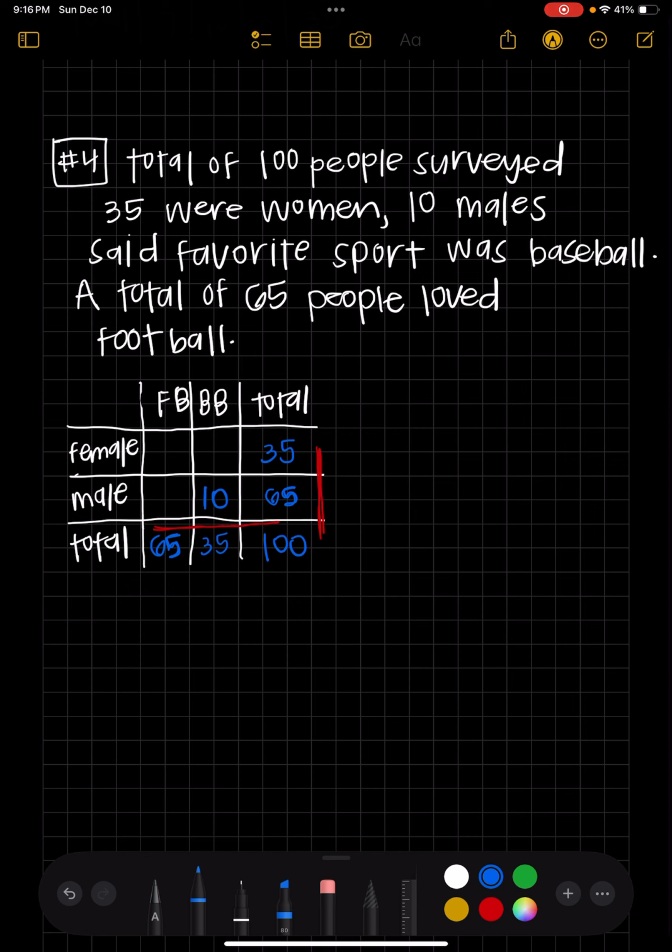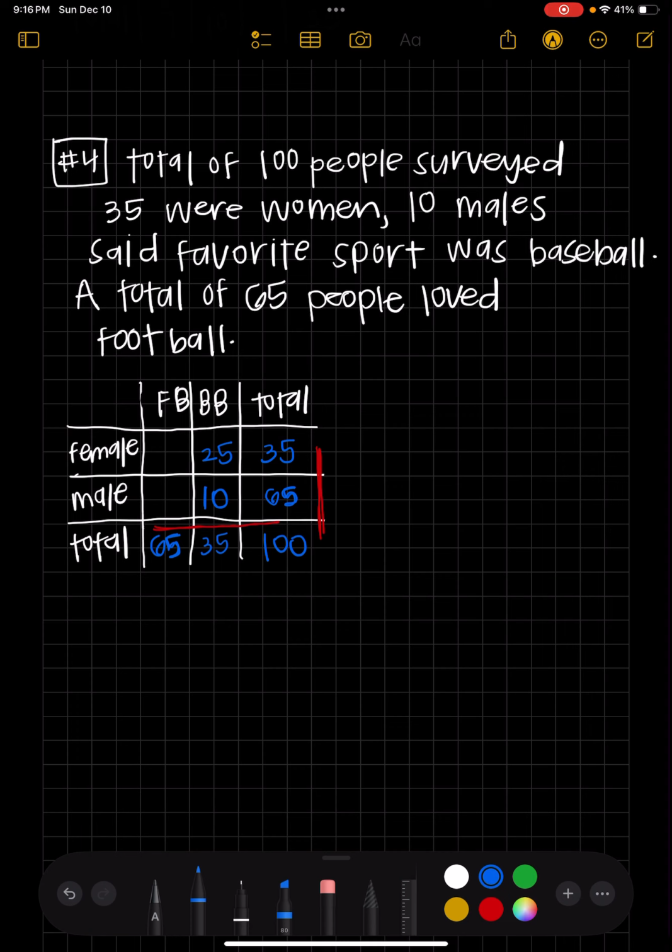All right. And then now we should be able to fill out the rest. I'm going to start with my baseball category because I know there were a total of 35 people that liked baseball and 10 of them were male. So to find the other amount, you would do 35 minus 10, which gives me 25. So that tells me that 25 women that were surveyed liked baseball.